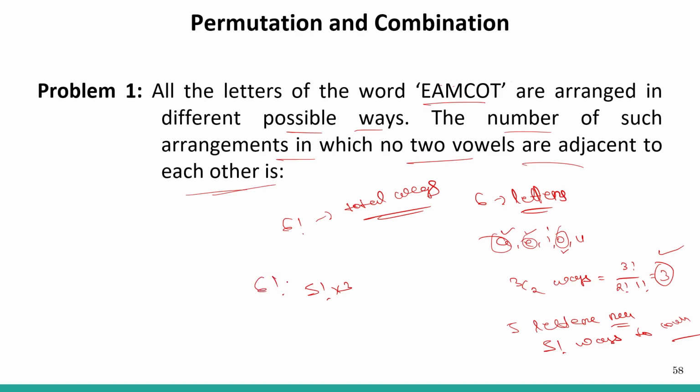And in total we have 6 factorial ways. Subtracting that from this, because in this at least 2 vowels are always together, what we are left with is all the cases where no vowels are together. So this is 6 into 5 factorial minus 3 into 5 factorial, so it will be 3 into 5 factorial. This many ways are there where no two vowels are adjacent to each other.